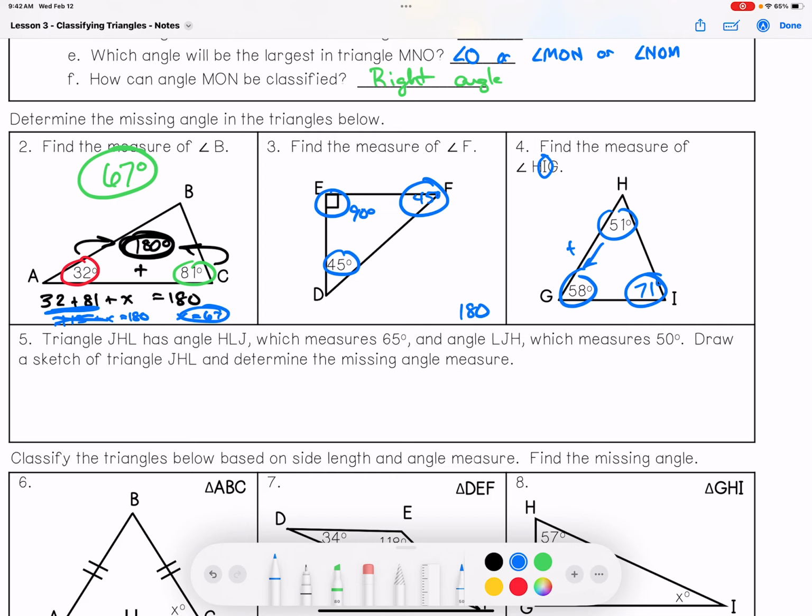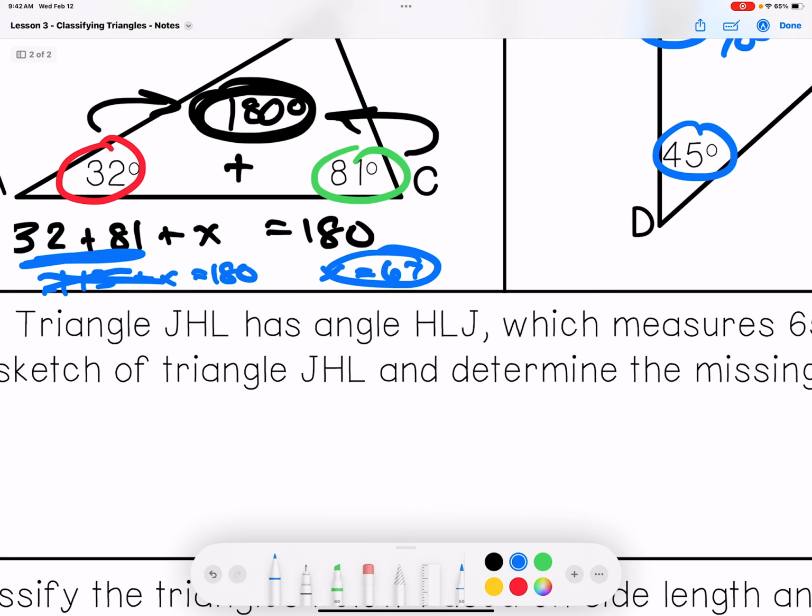Triangle JHL has an angle in it that is HLJ, which measures 65. And angle LJH measures 50. I told y'all it gets confusing. So when it gets confusing like that, just stop.